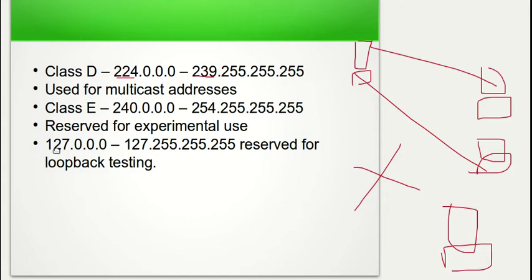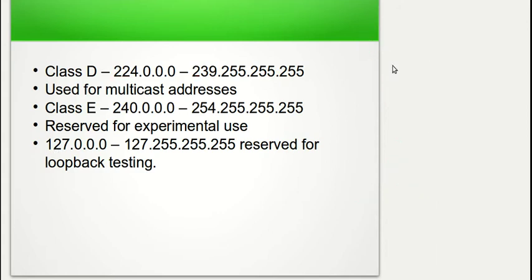Now, the address range 127 through 127.255.255.255 is reserved for loopback testing. All loopback testing is, it allows your device to test its network functions to ensure that its network interface card is working, and to ensure that all the processes are working that it needs in order to send data to a destination device.